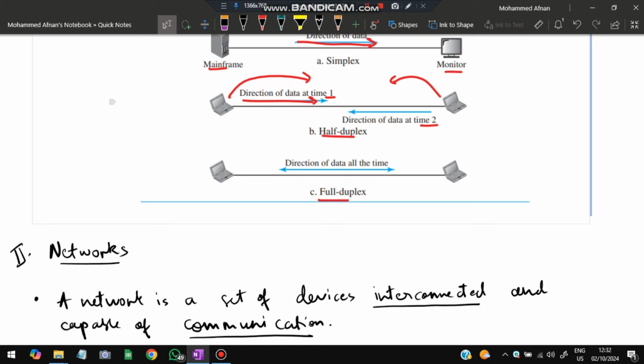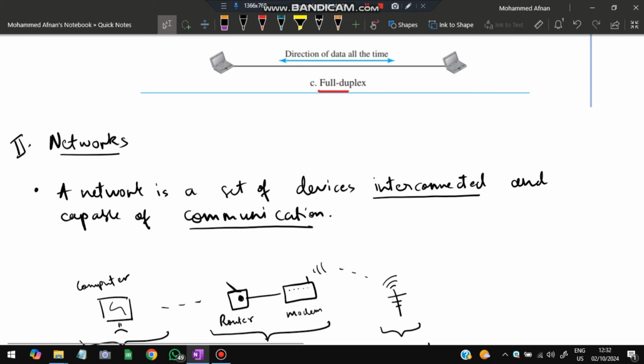It allows the data transfer from both directions at the same time. Okay, those are the 3 types of data flow. The next topic, out of the 5 topics which I have told, is the network. Okay, so what is a network?